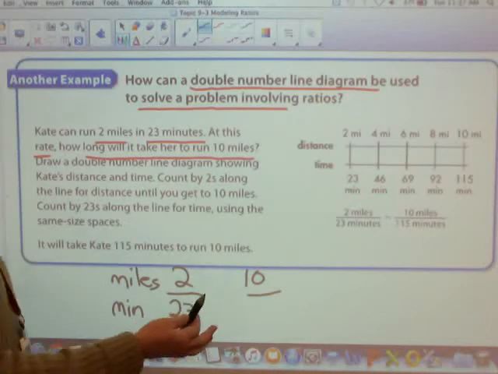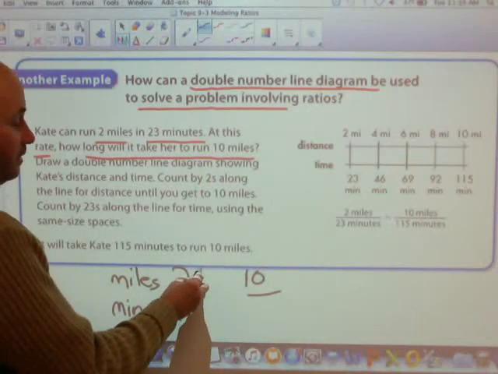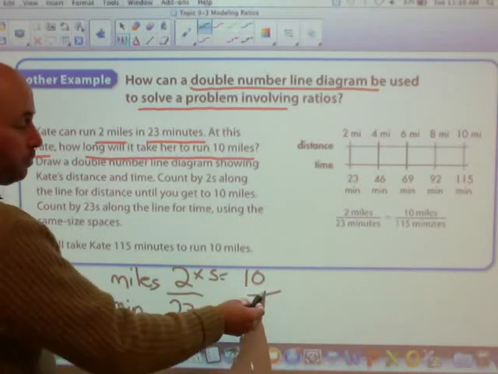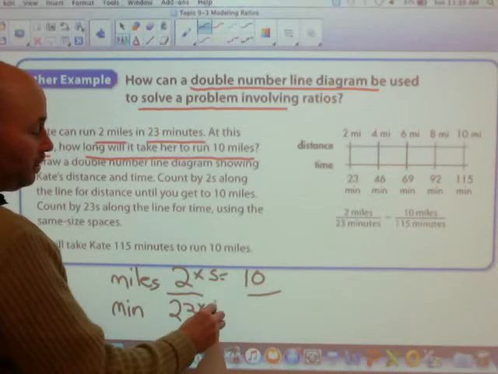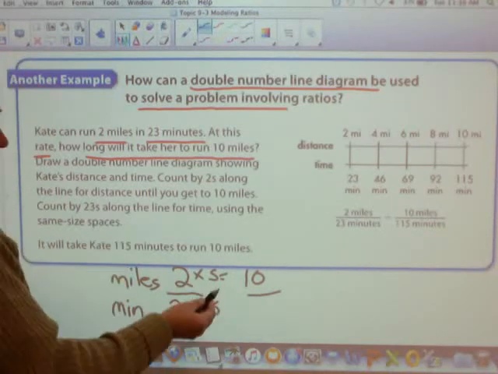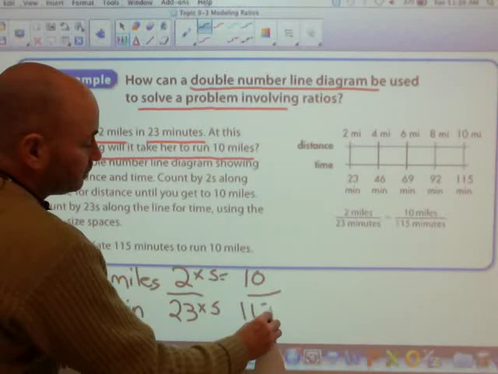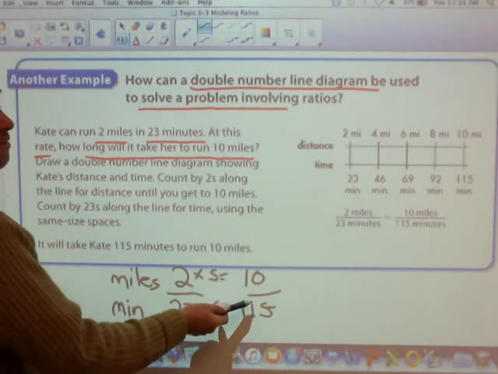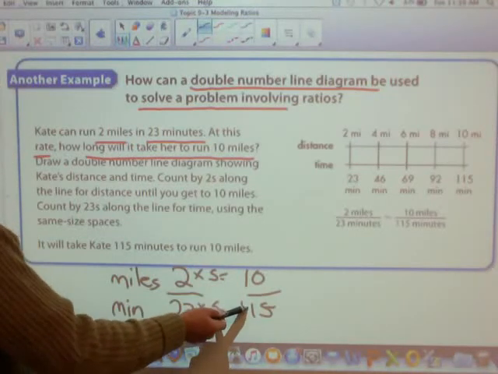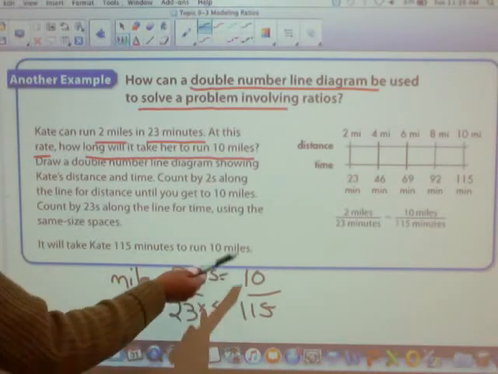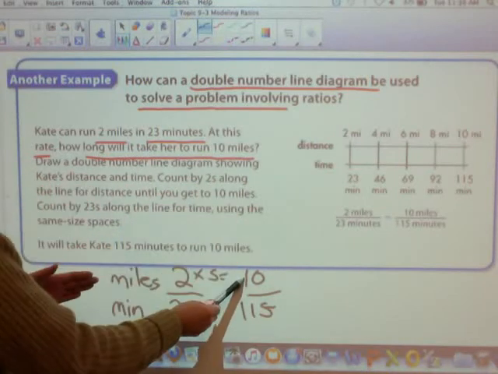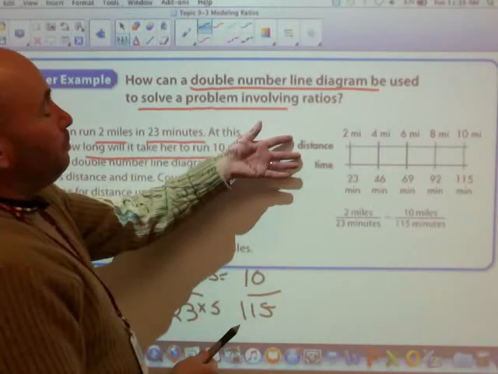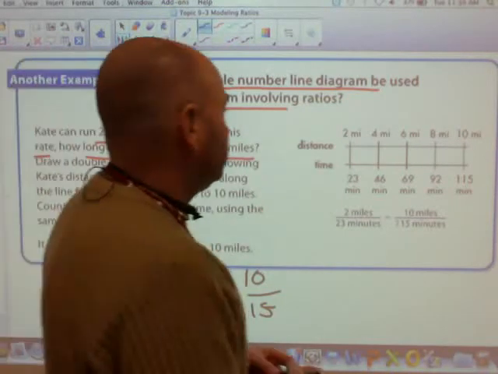Now, mathematically, you could simply say to yourself, okay, 2 times 5 equals 10. Well, if I want to create a proportional amount, I have to multiply 23 by 5. 5 times 23 is 115. Okay? So our proportion would be a 10 to 115. So this tells you how long it would take her to run 10 miles. It would take her 115 minutes. But if you use a double number line graph, look at how you can set it up.